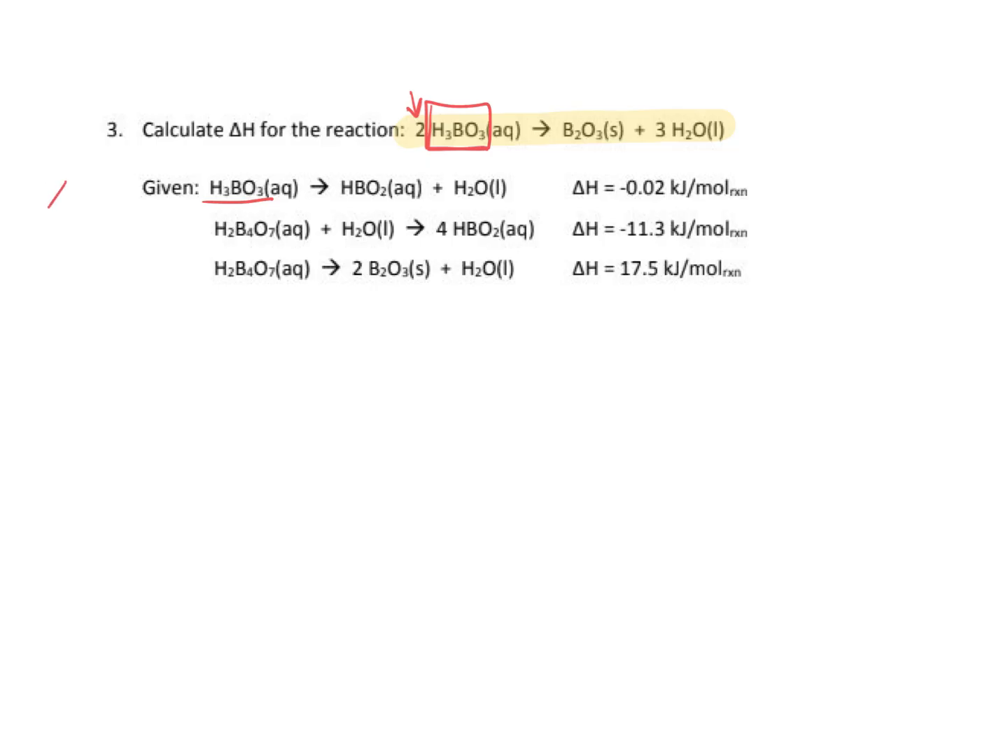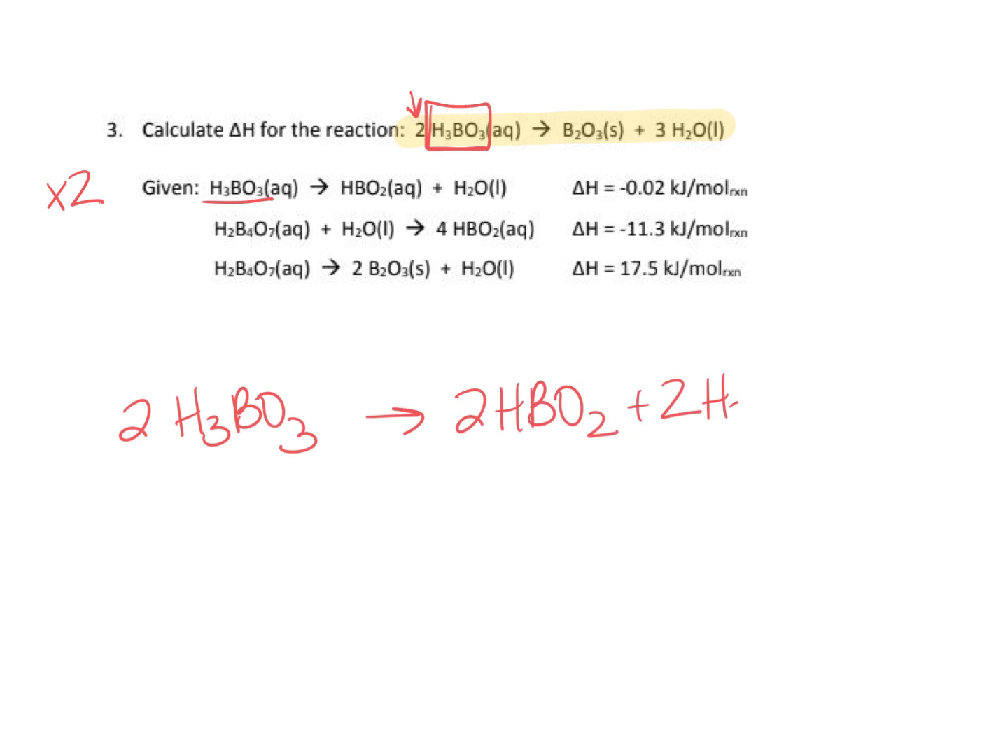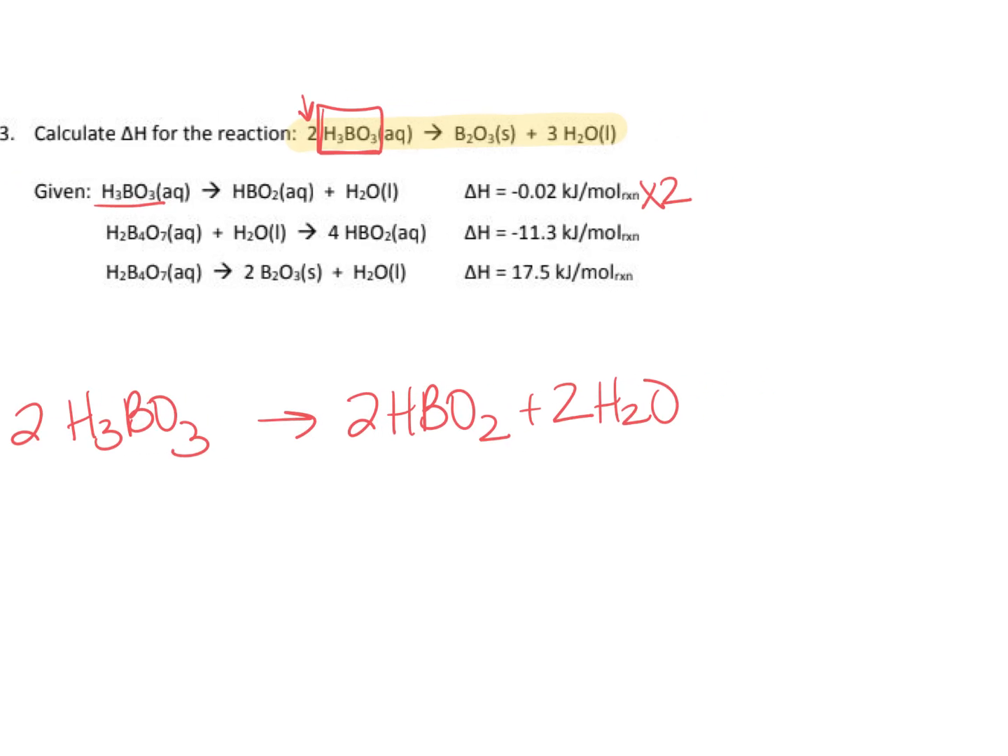So I need to multiply this reaction by 2. That's going to turn this into 2H3BO3, 2HBO2 plus 2H2O, and I'm going to multiply my delta H by 2, so it's going to become negative 0.04.